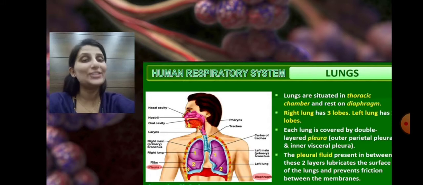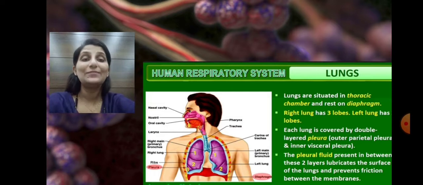Each lung, whether it is right or left, is covered by 2 layers, and these layers are called pleura. So the 2-layered pleura. What are the names of this pleura? The outer layer is called the parietal pleura, and the inner pleura is called the visceral pleura. The 2-layered pleura covers each lung, and in between the outer and inner pleural membranes, it is filled by a fluid called the pleural fluid, and there must be a specific function for this pleural fluid. It lubricates the surface of the lungs so that it prevents friction between the membranes.